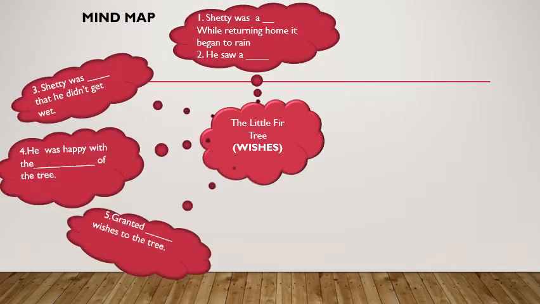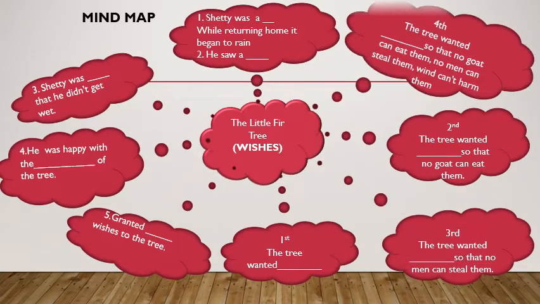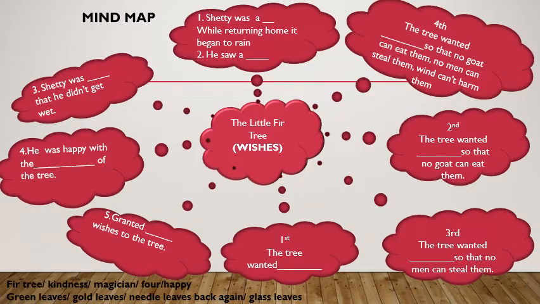So these are incomplete. You have to read it carefully and then you have to complete the mind map of the story. And for that, you can take the help of these words: fir tree, kindness, magician, foe, happy, green leaves, gold leaves, needle leaves back again, glass leaf. So using these words, you can complete your mind map of the story. For example, Shetty was a... So you have to fill up here from these words. You can choose any of the words which is appropriate and then fill up to complete your mind map. And for that, you will be getting 10 seconds. I hope you are ready. Your time starts now.